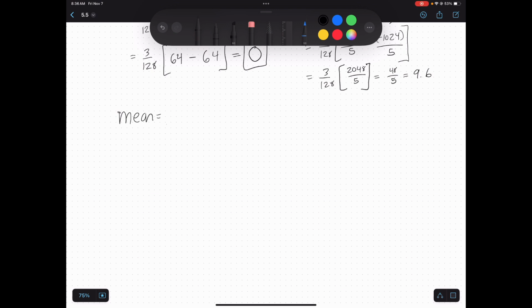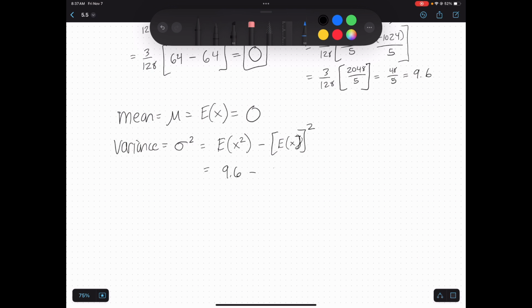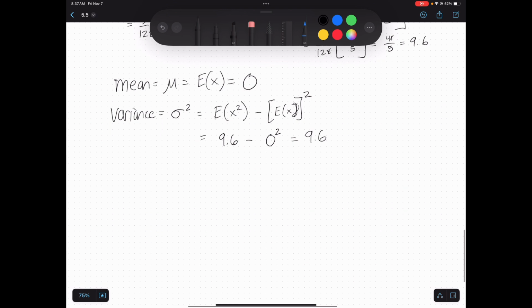The mean, of course, is just whatever the expected value is, so in this case, 0. The variance, if you remember, has that formula where you find E of x squared minus your expected value squared. In our case, E of x squared was 9.6, minus my expected value, which was 0. 0 squared is still 0, and so I get 9.6. My variance is just 9.6.